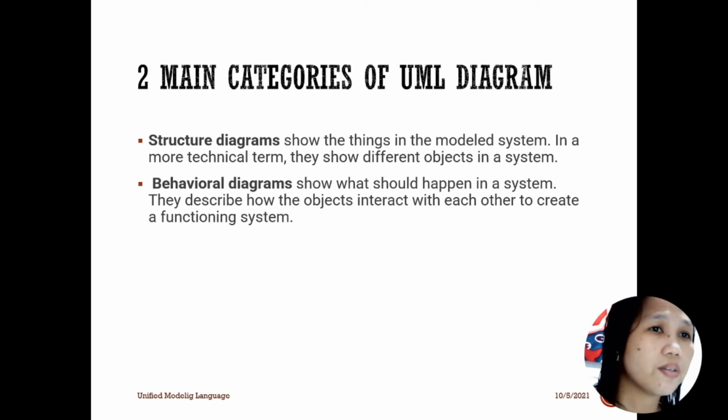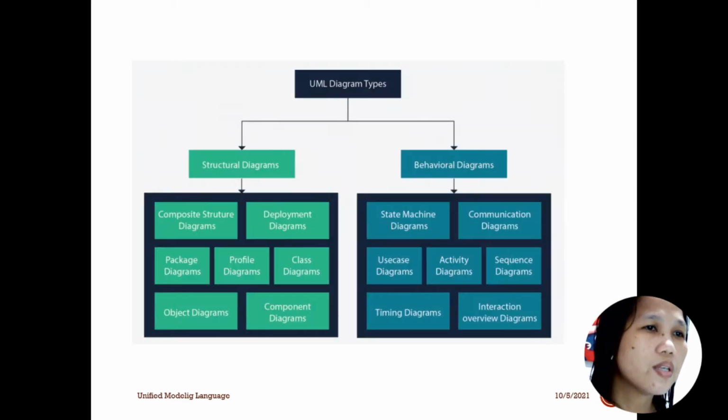There are two main categories of UML diagram. So we have the structural diagram and behavioral diagram. On my topic, I'll just discuss one structural diagram, which is the class diagram, and most of the diagrams that I'll be discussing will cover the behavioral diagram. So these are the UML diagram types or categories. We have the structural diagram and behavioral diagram.